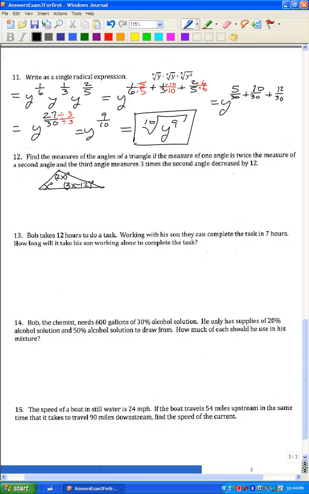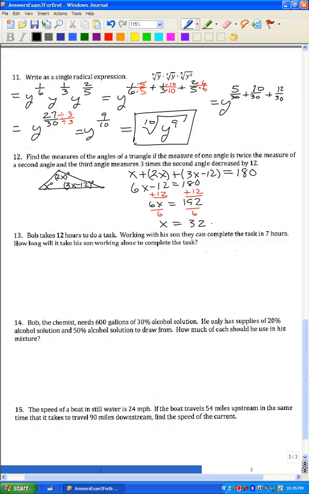And so I know that the sum of the angles of a triangle is 180. So I should have that x plus 2x plus 3x minus 12 is 180. X plus 2x plus 3x is 6x. Add 12 to both sides of your equation. So 6x is equal to 192. Divide by 6. So x is equal to 32.